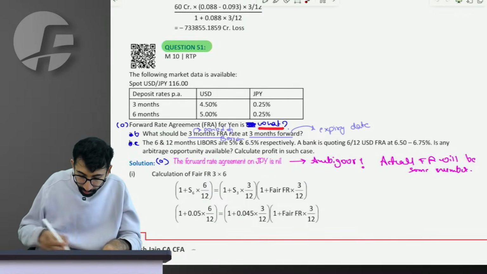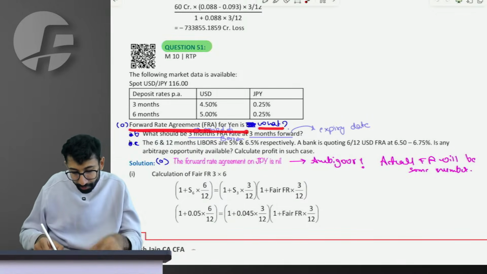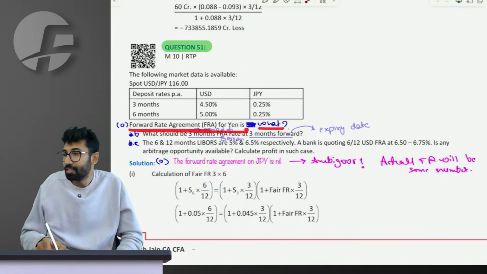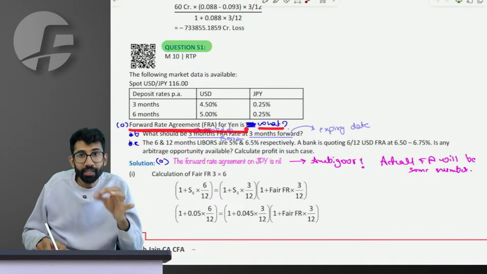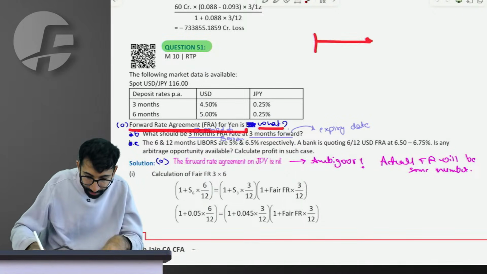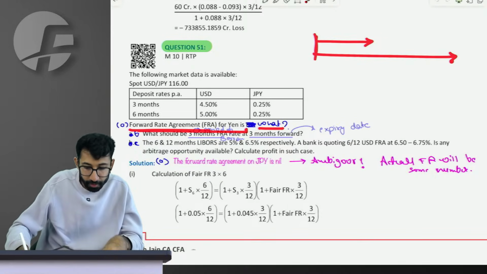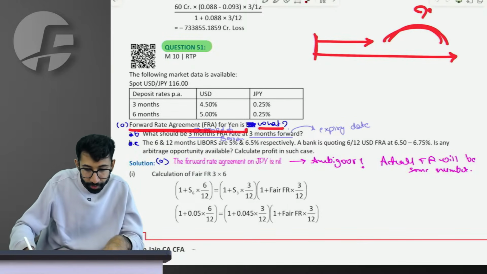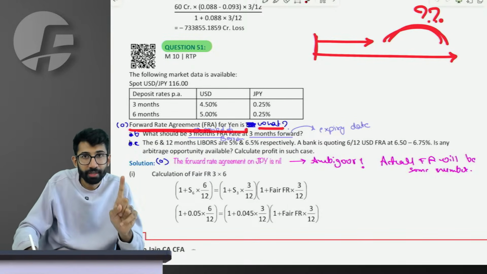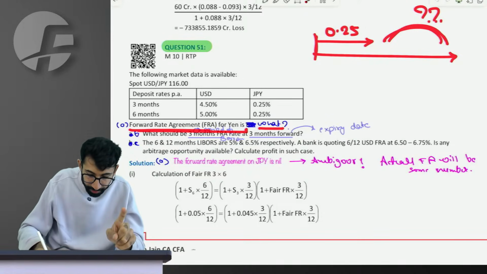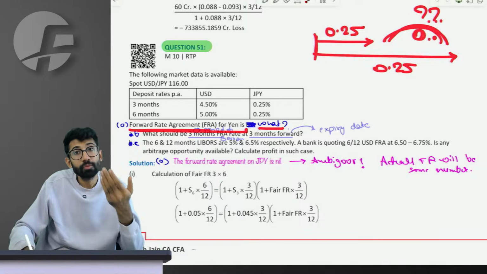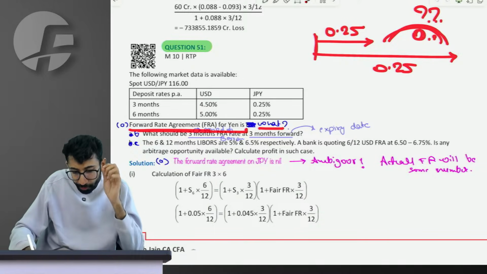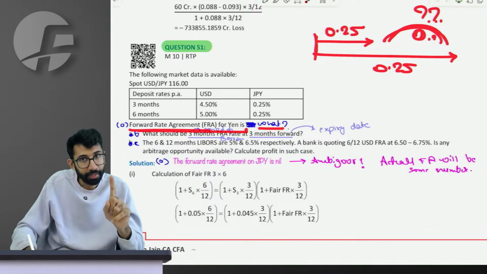Question 1. What is the forward rate agreement for yen? The answer is what they are trying to ask: the 3-month rate is this, the 6-month rate is this, what is the 3 to 6 rate? They feel this is 0.25, this is 0.25, so this one will be 0. That is what they are trying to answer, which is absolutely incorrect. When you solve it, it won't be 0.